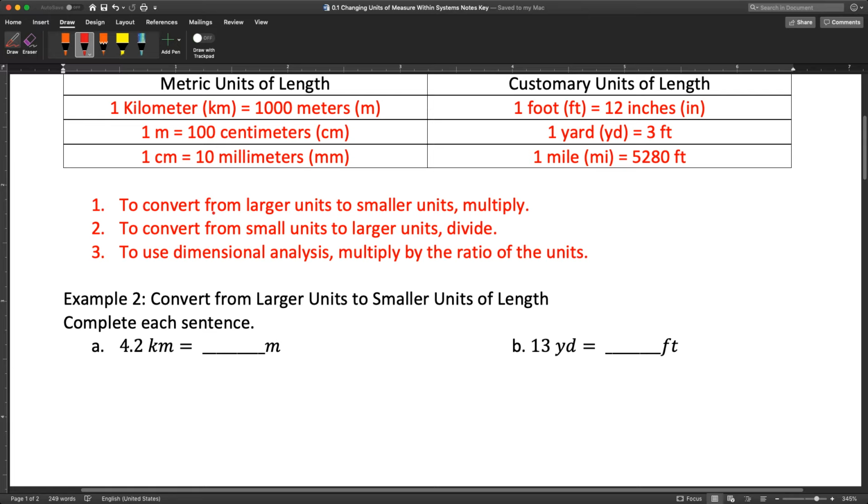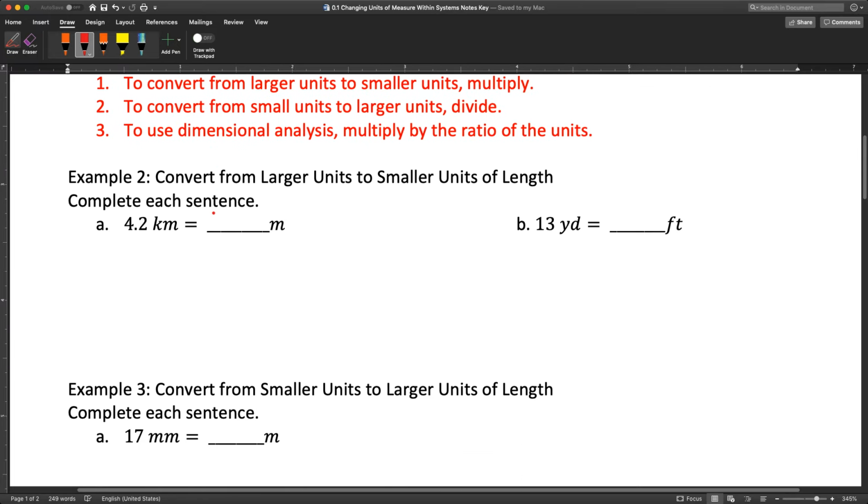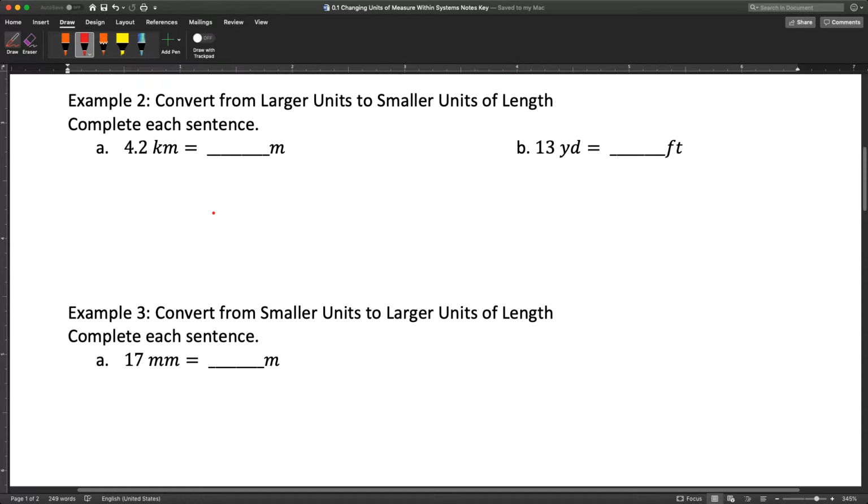So there are three ways I'm going to show you today on how to convert these. First way, we will convert from larger units to smaller units. We will do this by multiplying. To convert from a smaller unit to a larger unit, we will divide, and then we will use dimensional analysis to multiply by a ratio of the units. So to start it off today, we're going to convert from larger units to smaller units.